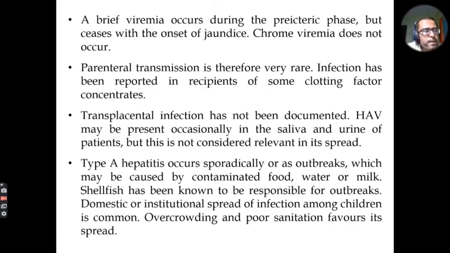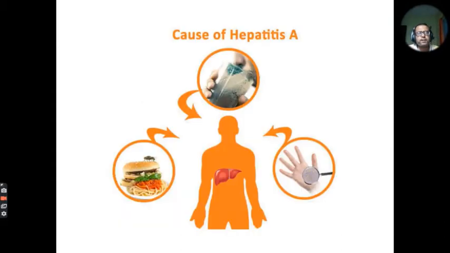So this is all about the pathogenesis and epidemiology of the hepatitis A type of infection. So causes of the hepatitis A are the contaminated food, water, and sanitation condition is also important here. So these are the main 3 sources through which this hepatitis A type of infection may begin.